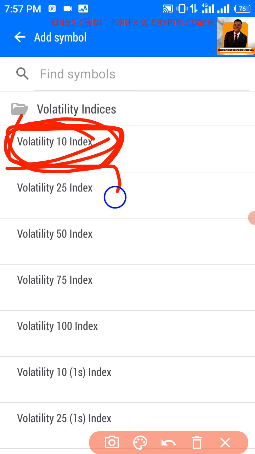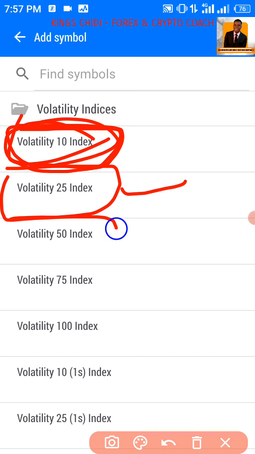Then the next one, volatility 25, is a bit higher than volatility 10. The lowest lot size for volatility 25 is 0.50. That is the lowest lot size for volatility 75, well, I mean volatility 25. So you can also trade it using a $5 account or a $10 account. You can use that to trade volatility 25.